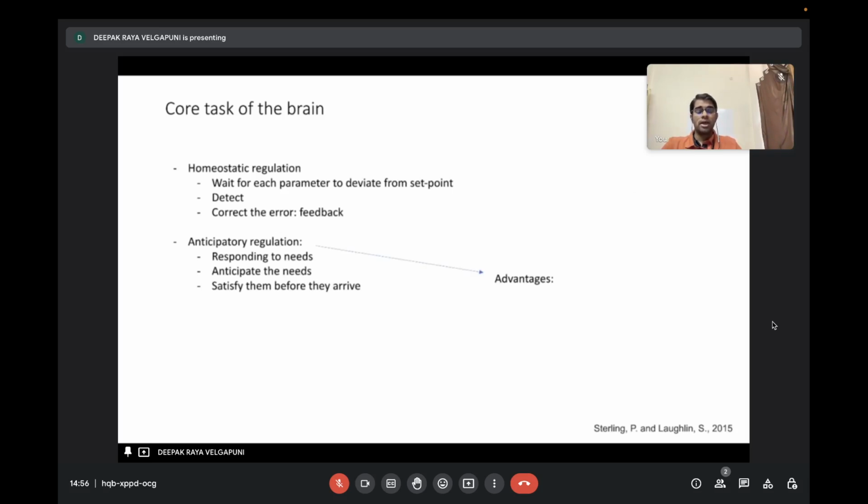And the advantages of this anticipatory regulation are that you can respond to fluctuations in demand, and they can allot things according to their needs even before the crisis arises. This way, they are also able to minimize the errors.